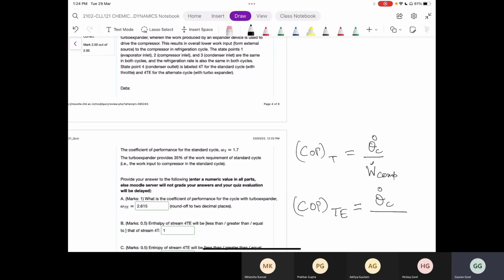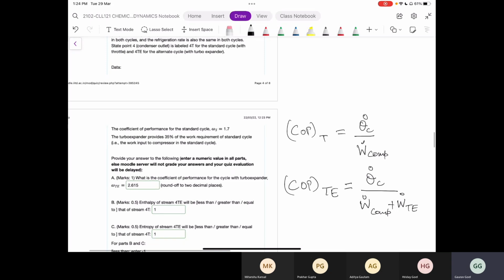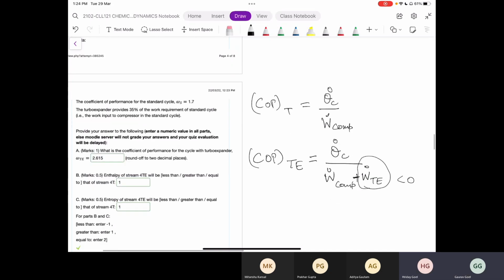And QC note has not changed. Refrigeration load has not changed. So QC note stays QC note. And the work input to the cycle, you are correct, is decreased because the turbo expander is providing part of that work. But I will use a plus sign because this quantity is negative. Okay, got it. Sir, can you provide some partial marks for this error?